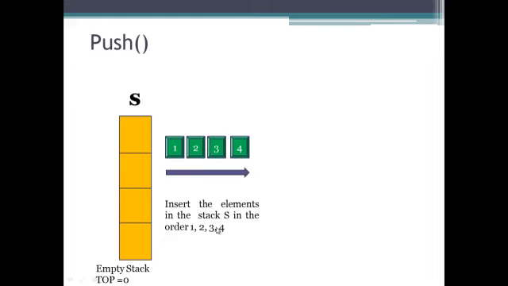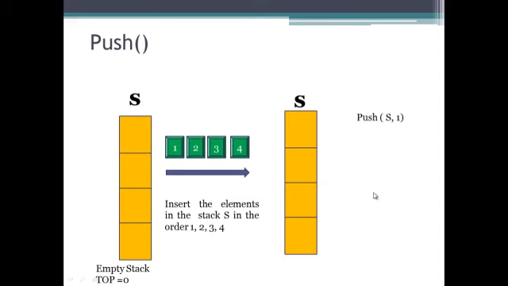Now let's see how this happens. Starting with the empty stack with top equals 0, now there is a call for the push function with the stack information as S and element as 1. So what should happen on push? Now the top is pointing to the first location, then the first element is placed at that index.